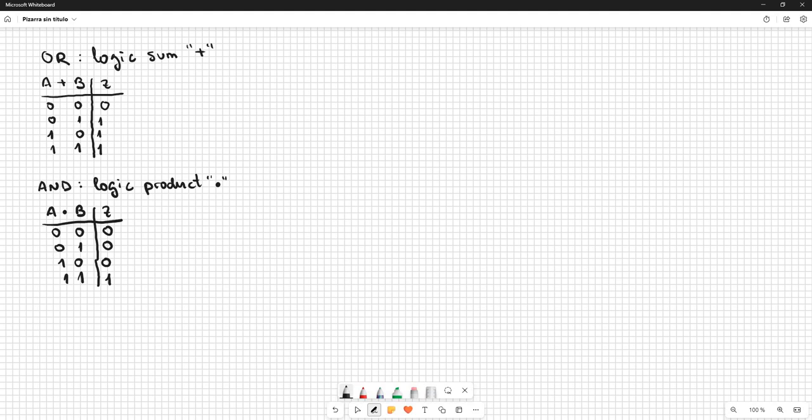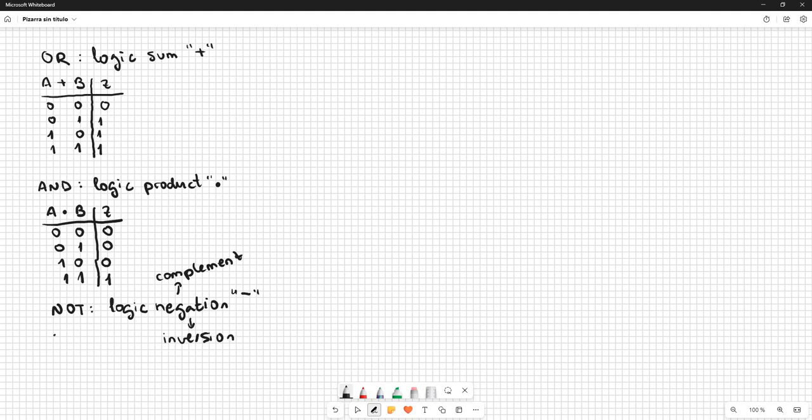And the last logic operation is the NOT. It's the most basic. It's the logic negation. We are going to negate a variable just by putting this line over the letter. Other names for this operation are the complement, the logic complement, and the logic inversion. They are all synonyms.